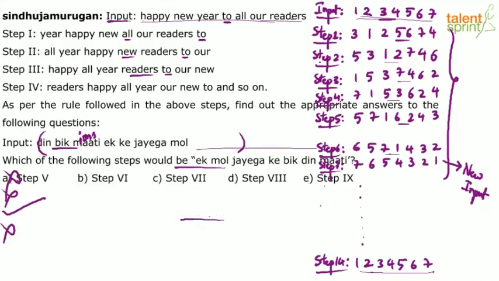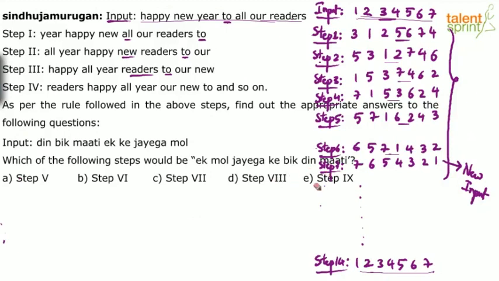Next question, I'll just clear this markings here. So input is din bik mati ek ke jayega mol. Now what is he asking us to find out? He's saying which of the following steps would be ek mol jayega ke bik din mati. Now some part is here covered with this explanation. Let me just clear something. Yeah. So see, here he has given us the input. He is asking us to find out which of the following steps would be ek mol jayega ke bik din mati. Now how do you answer this question?